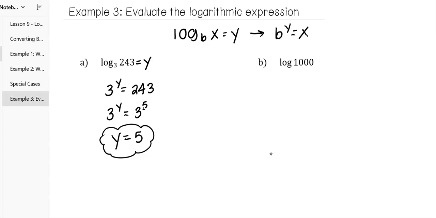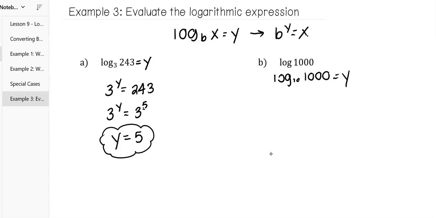Okay, moving on to B, it says log of 1,000. This is a special case where, as you can see, there is no base. Anytime they don't explicitly say what the base is, you can automatically assume that the base is going to be 10. So if it helps, rewrite it as such. We could say that it's log base 10 of 1,000. And remember, now we want to set it equal to y.